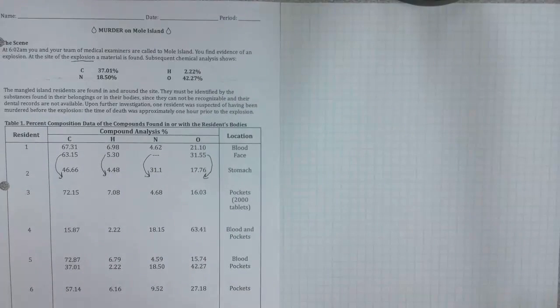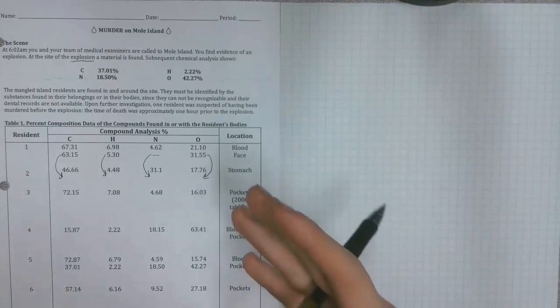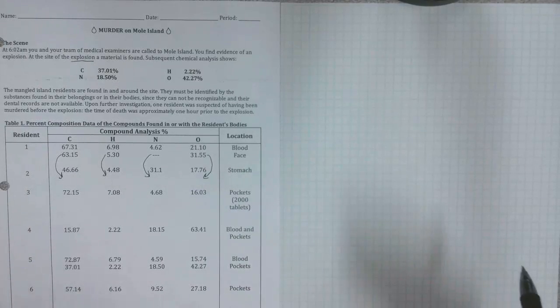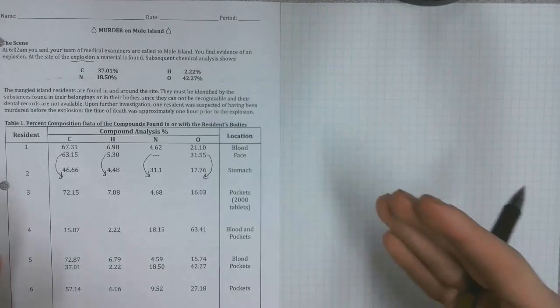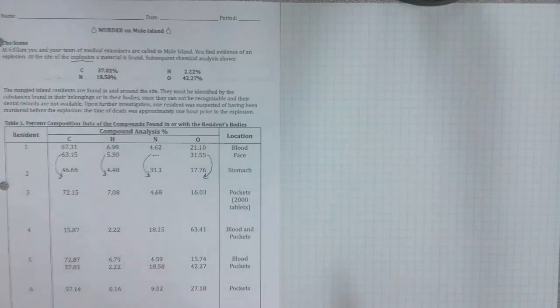Now, I just want to say in advance that I don't care that much if we're getting the correct answer, as in who was the murderer, and by that I mean who planted the TNT and also who killed one of the residents before the explosion.